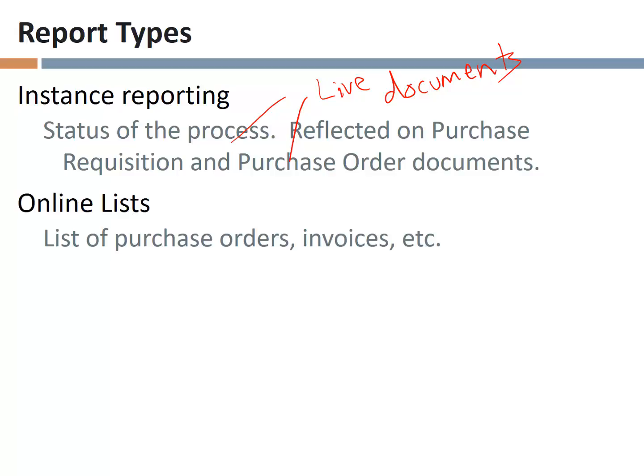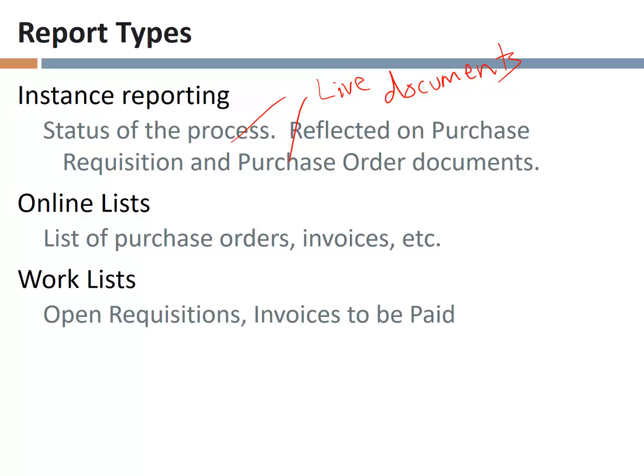There are lots of transactions that give me online lists. You've seen this in your lab work. You can go in and search for and list all of the purchase orders in the system, all of the invoices in the system. And we can, of course, search using various criteria. Show me all the purchase orders associated with this vendor. Show me all the purchase orders associated with this material. We can limit those things. There's all kinds of reports out there like that.